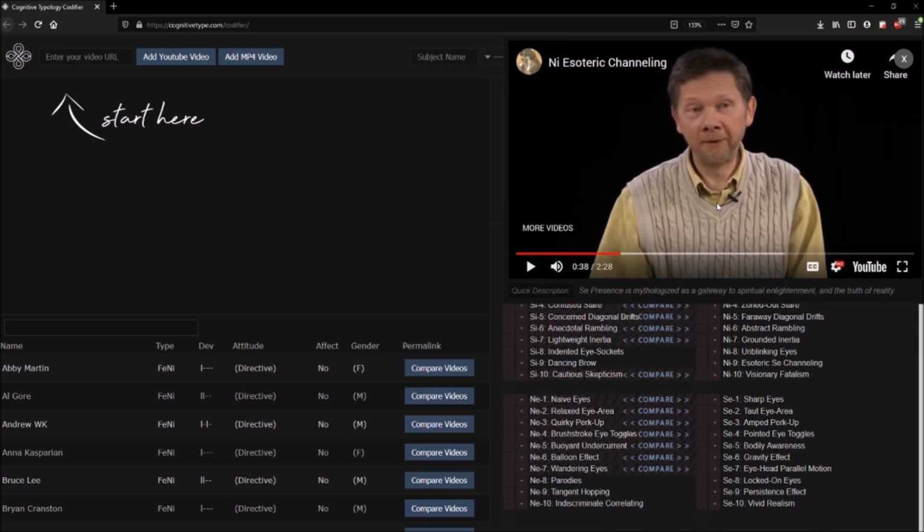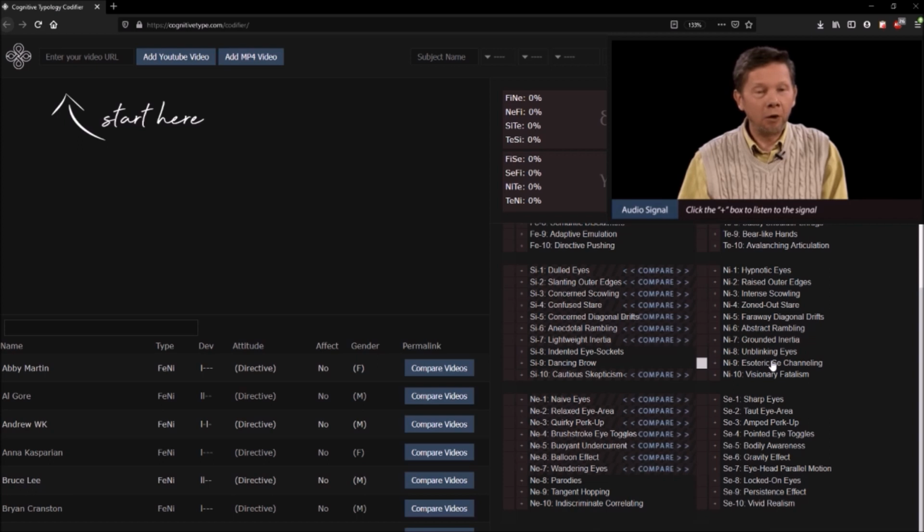What happens in the NI user is, due to its polar relationship to Se in the unconscious, Se is mythologized, and thus it appears to the mind of the NI user as a kind of mythical truth, some enlightened state of being. So it has a muse relationship to Se. And all these together are the signals of NI.